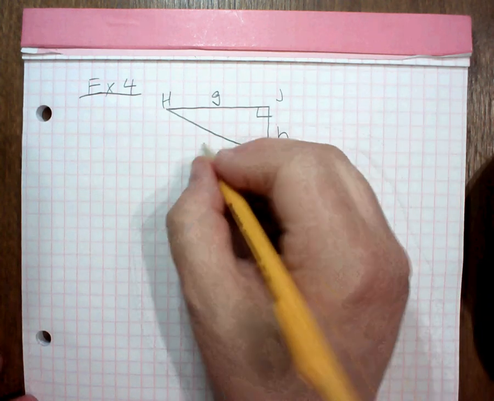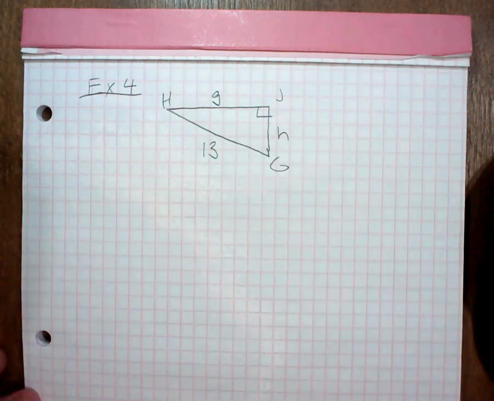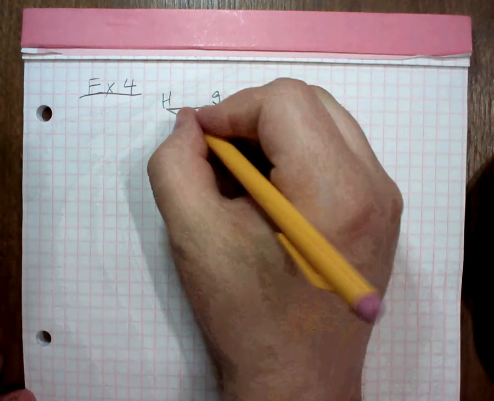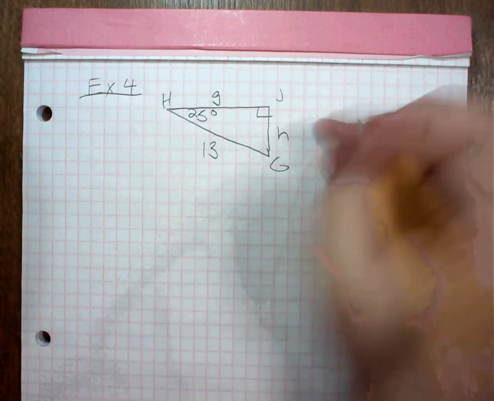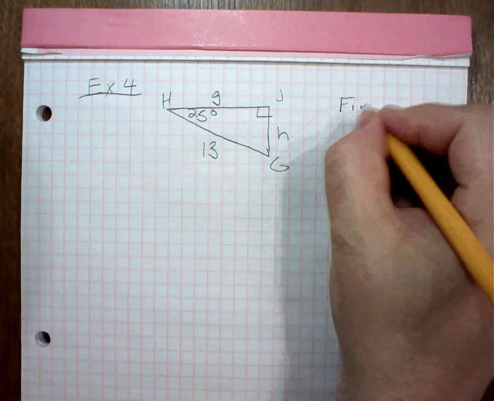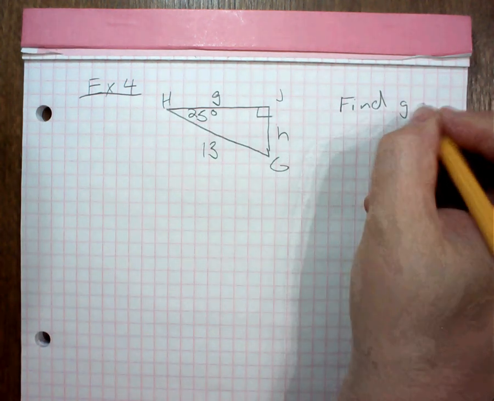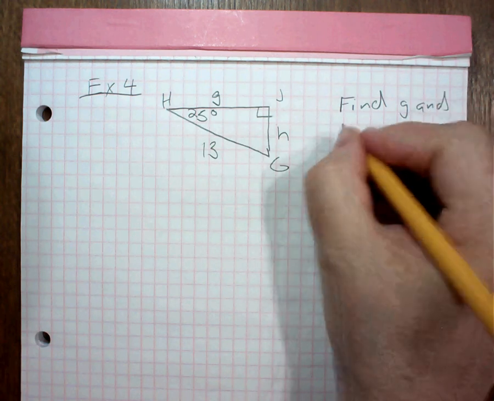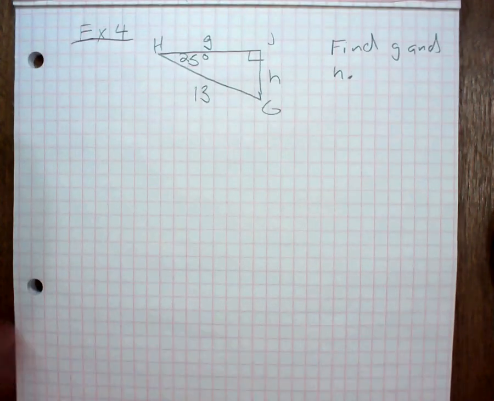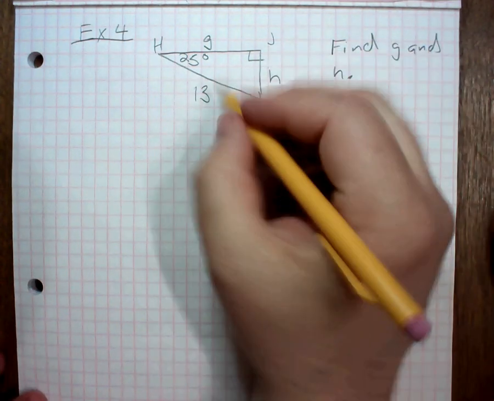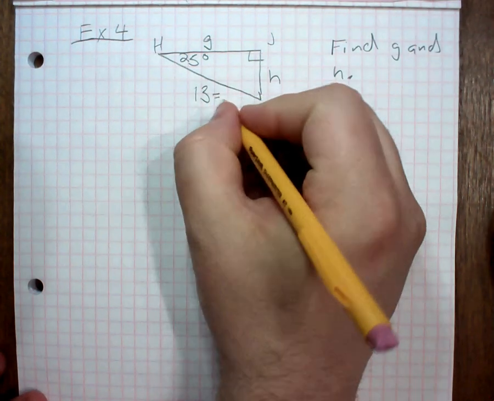We're told that this is 13, and this angle here is 25 degrees. And we're asked to find G and H, obviously. Okay. So now I identify that this is the hypotenuse.